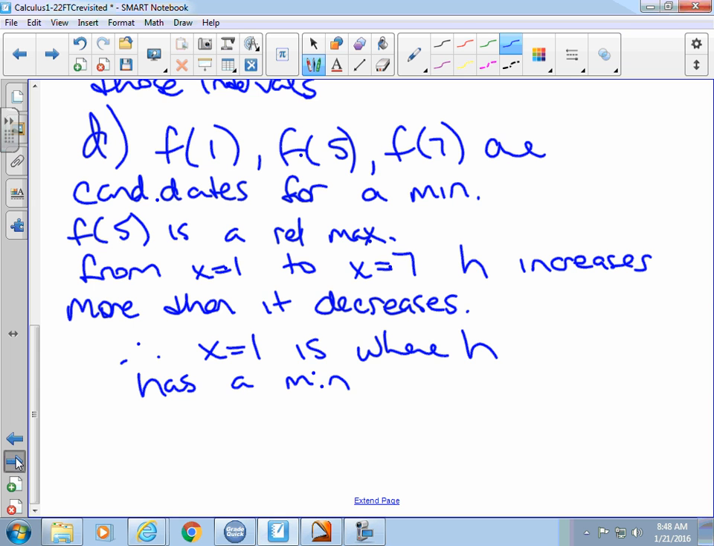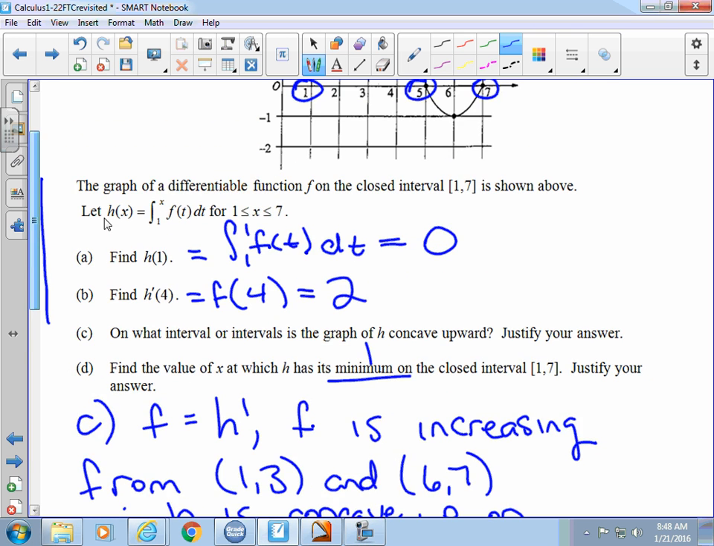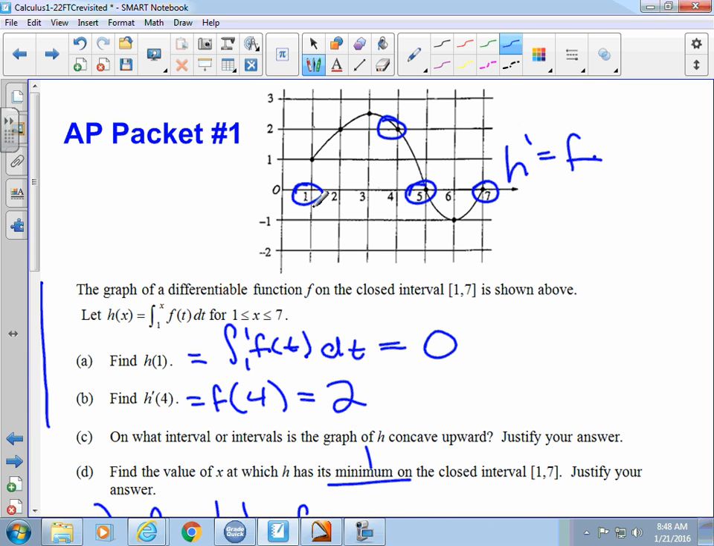So why is it not 7 again? Because I increased, remember, this is the derivative, right? So from x equals 1, I increase this whole area amount. Whatever that area is, that's how much h went up. I don't know what it is, but I know that's how much h went up. This is how much h went down.